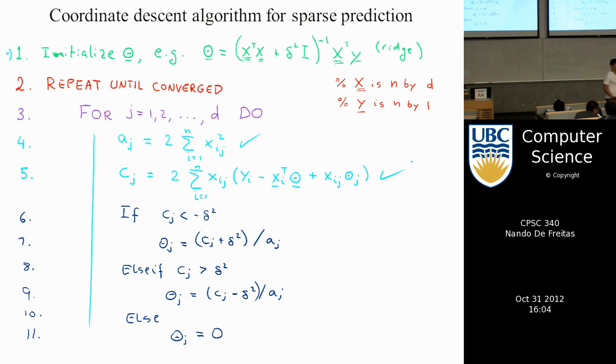How does the value of theta differ from theta ridge? The theta ridge we start with is the initial guess. That's not the global maximum. No. Theta ridge is the solution to a different problem. Here I'm starting with theta ridge because I'm assuming that theta ridge might be good.